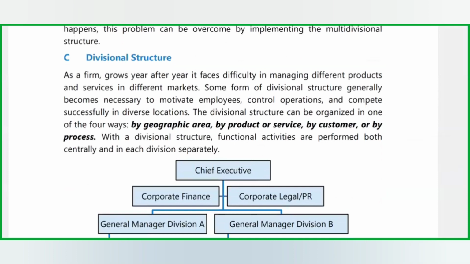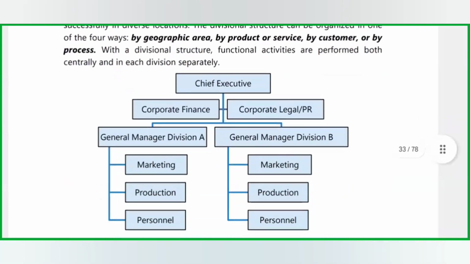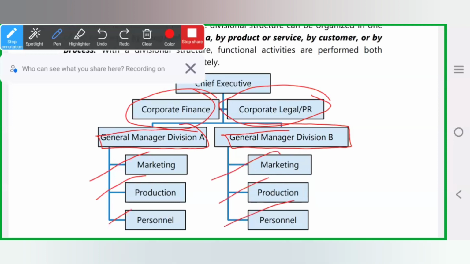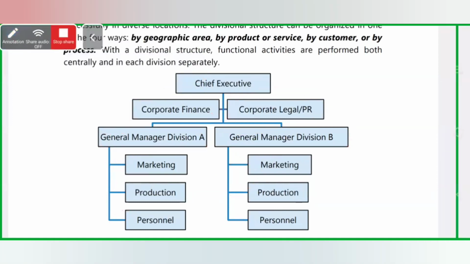The next structure which we see is divisional structure. Now this is a widely used structure. Here we have a chief executive. We have a chief executive for finance, and we have one for corporate or legal PR as well. Then we have two divisions, division A, which has a general manager, and division B, which has other units under it. A has marketing, production, and personnel under it. B has marketing, production, and personnel under it. So here there are two different categories for understanding purposes. In general, there can be many divisions.